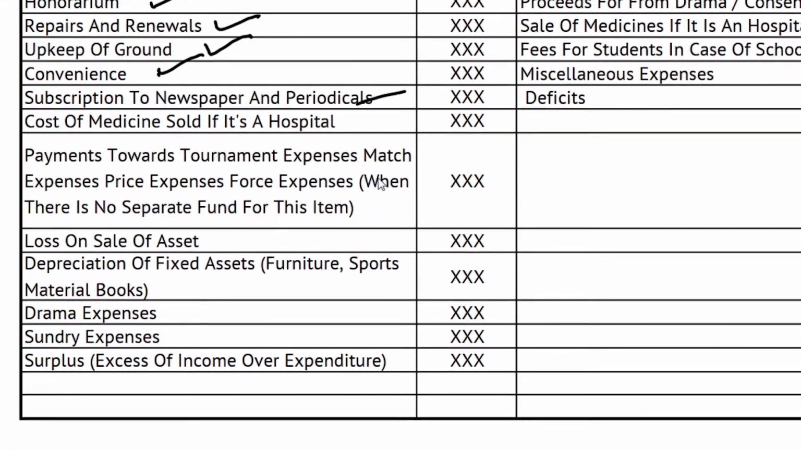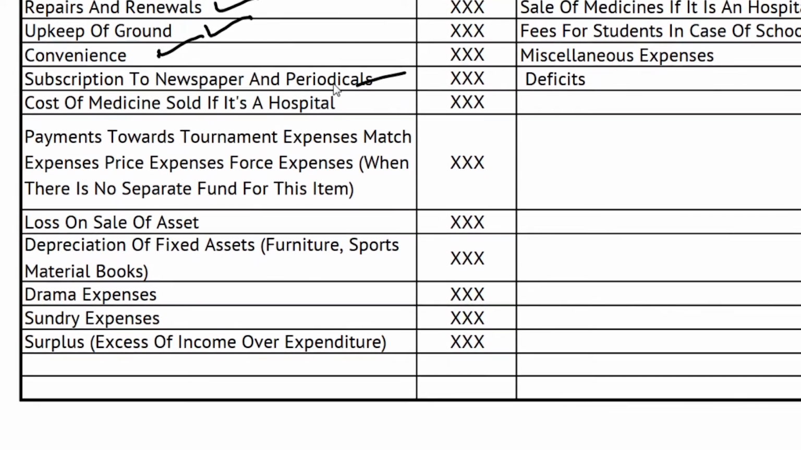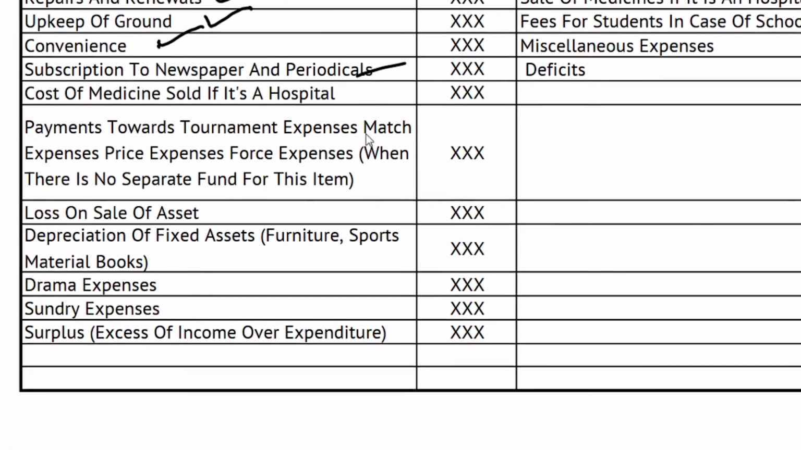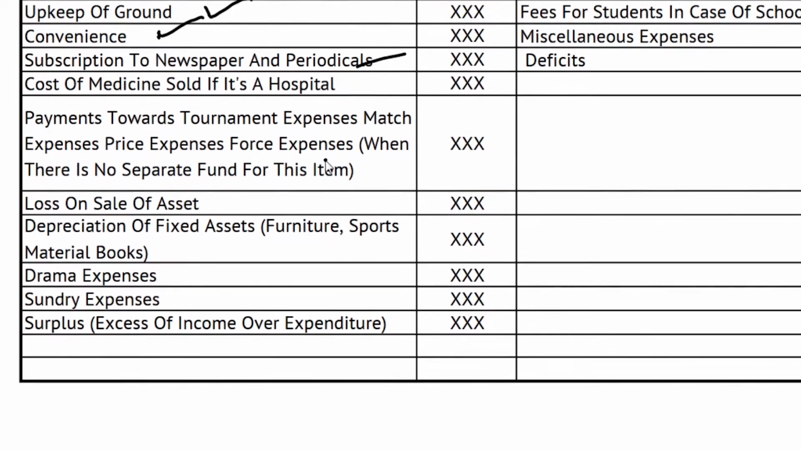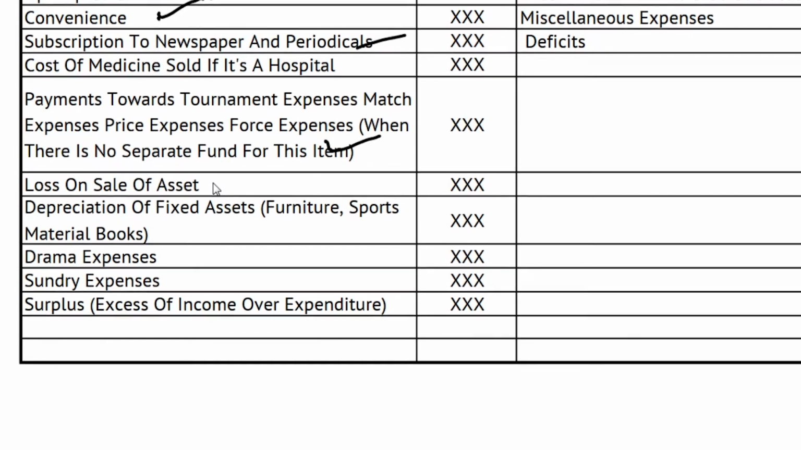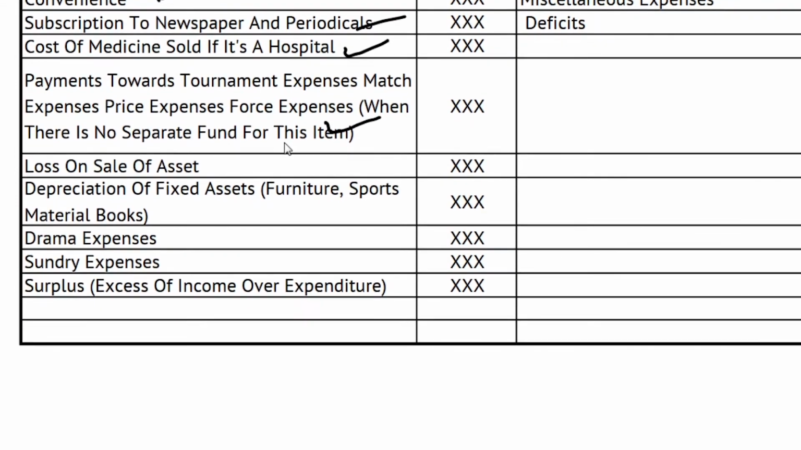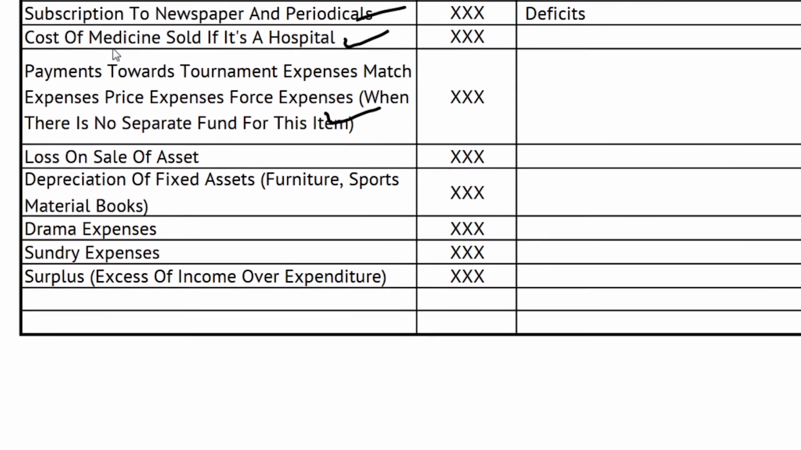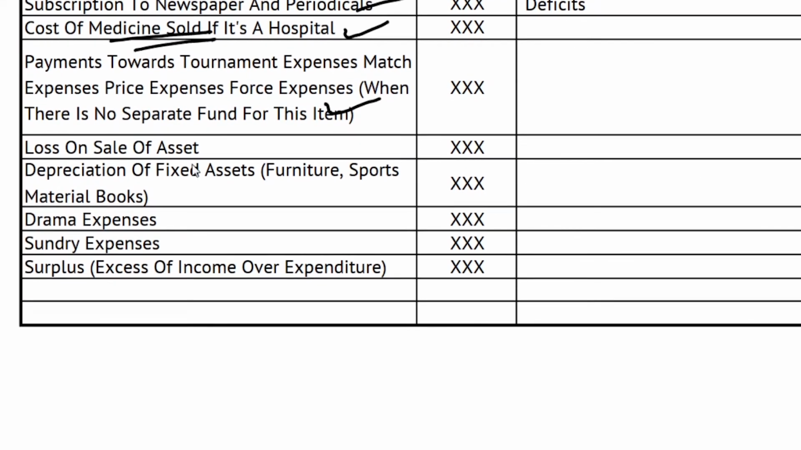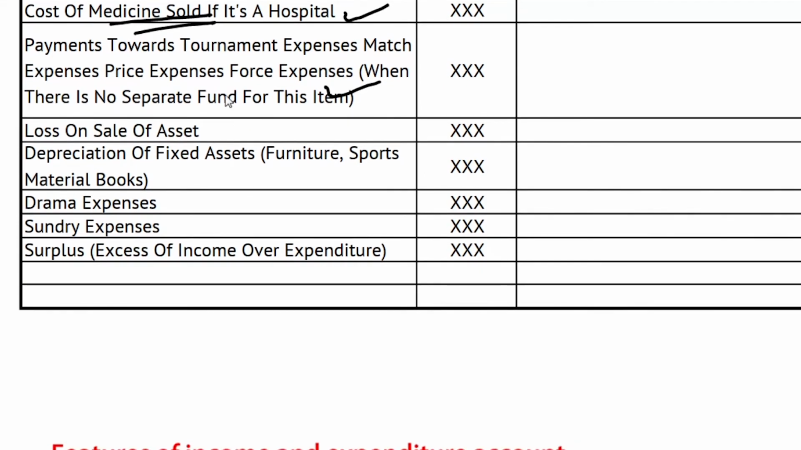These are all the expenses you made towards a particular event. If there is any separate fund for that item, you will be deducting from that item. So next is cost of medicine sold. If your not-for-profit organization is a charitable hospital, then in that case you need to enter cost of medicine sold.